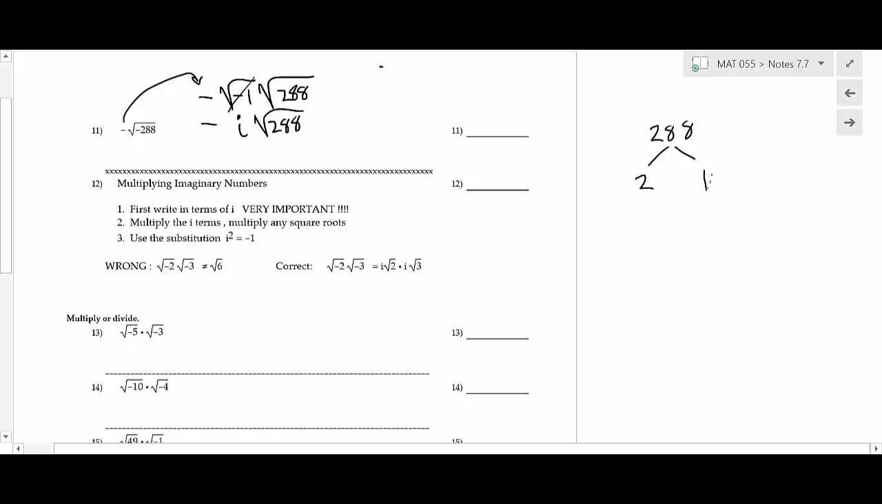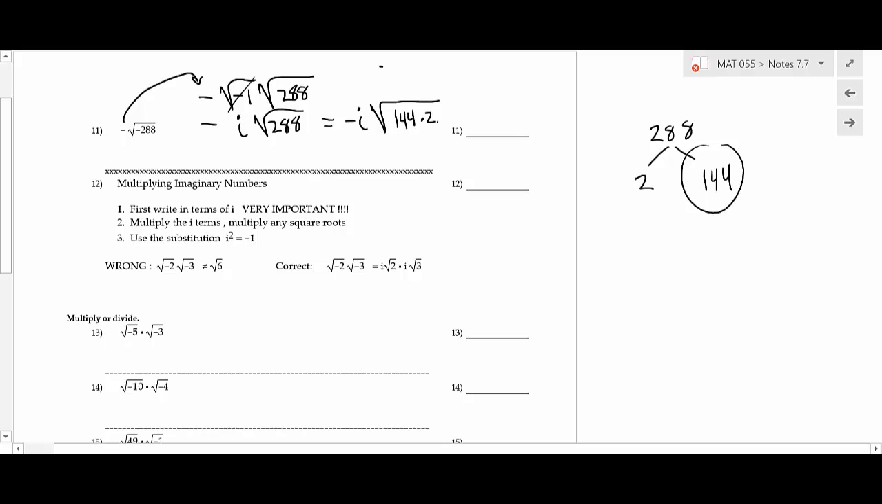If I divide it by 2, I get 144. Do you know what the square root of 144 is? 12. So don't go any further. If your factor tree finds for you a perfect square, there's no need to go any further. So you can start doing it a little bit more that way if you want to. So that's going to be -i times the square root of 144 times 2. You save time if you start doing it that way.